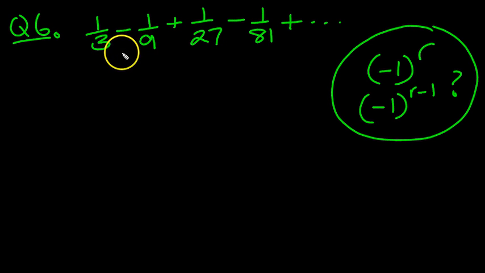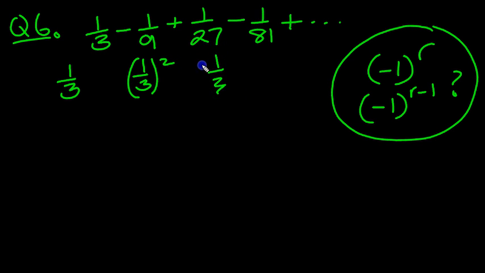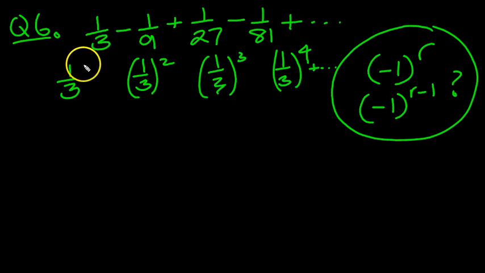So, okay. Good. So we can write the first term then as a third. And then the ninth we can write as a third squared. Why not do that, yeah? And then the 27th we can write as 1/3 cubed. And the 1 over 81 we can write as 1 over 3 to the power of 4.